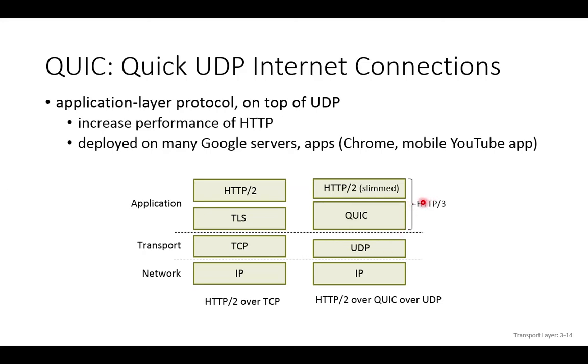So this is the architecture difference, that we run HTTP over UDP in HTTP 3. Why? Because HTTP 2 is implemented at the application layer along with QUIC, and at the transport layer we implement UDP. So how it works, let's see it.